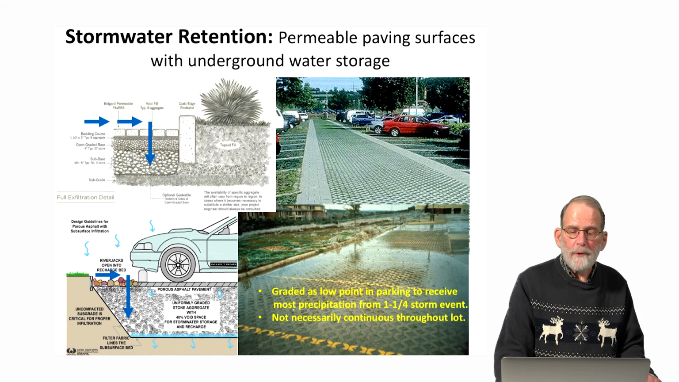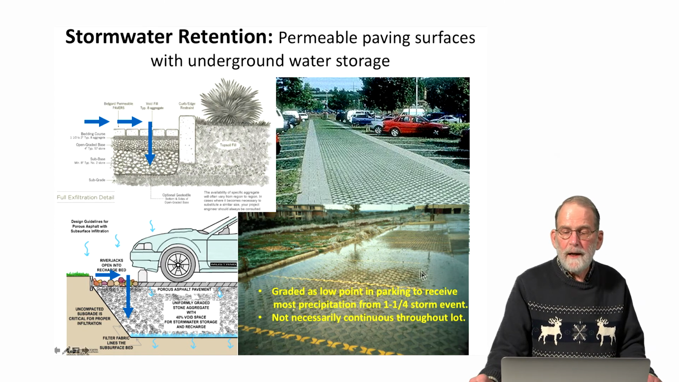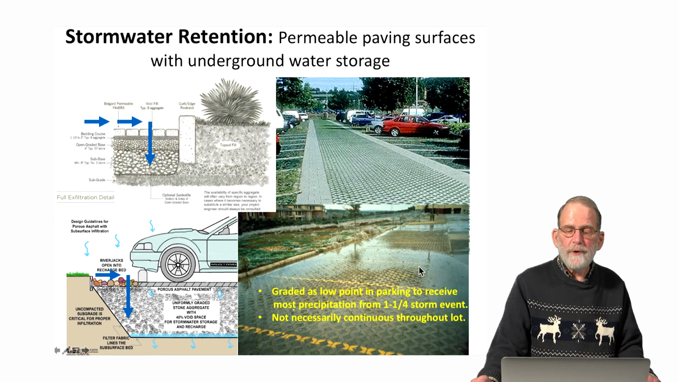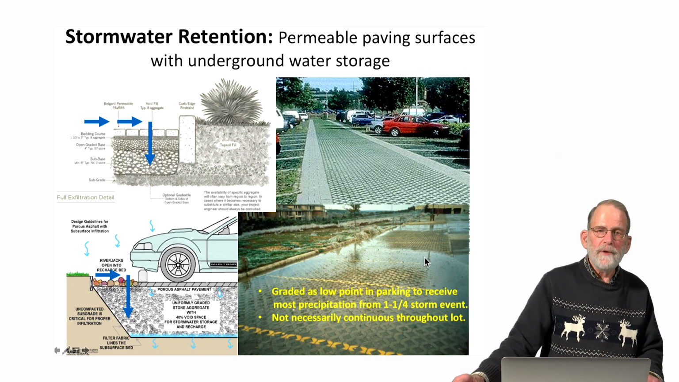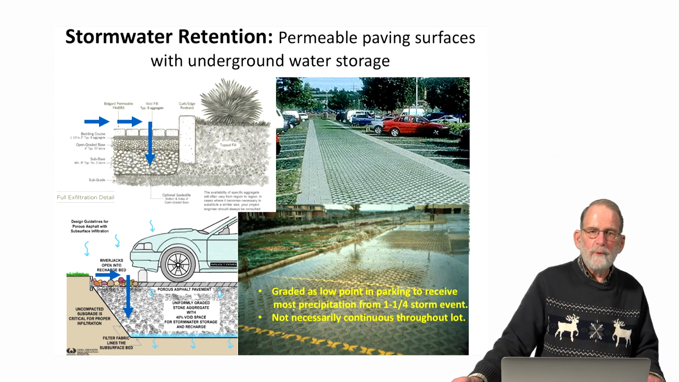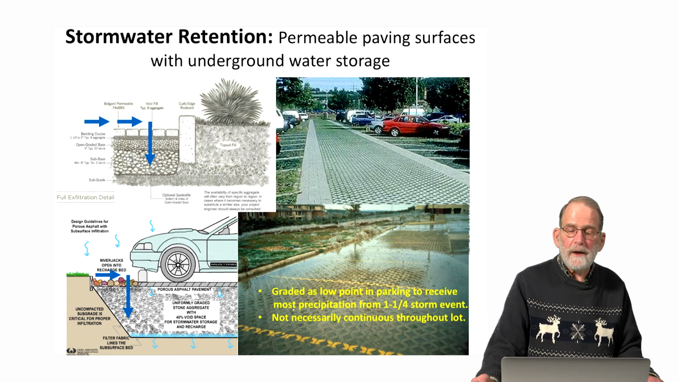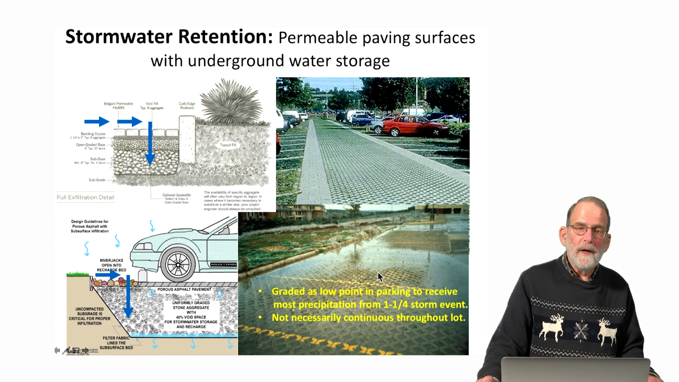We see here 3 examples of parking lot conditions. The lower right-hand diagram is a parking lot that is graded to run all of the water from the parking lot down into this general vicinity. This is graded as a low point in the parking lot to receive most of the precipitation occurring from a 1 1/4 inch storm event. You may recall in a previous lecture I said that over 75% of storm events in Minnesota contribute less than 1 1/4 inch of rainfall. So if we can use parking lots as a way of storing that water and infiltrating that water back into the landscape, we are greatly reducing not only the rate of discharge but the volume of discharge.